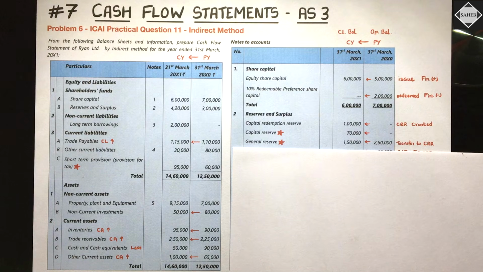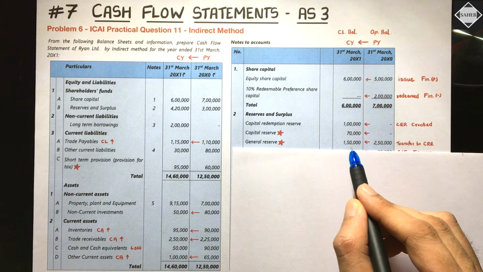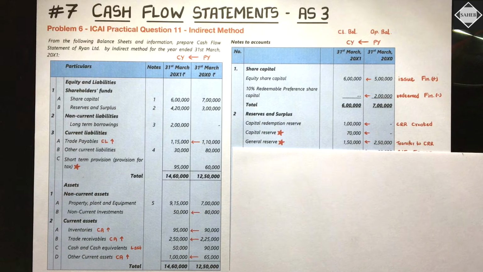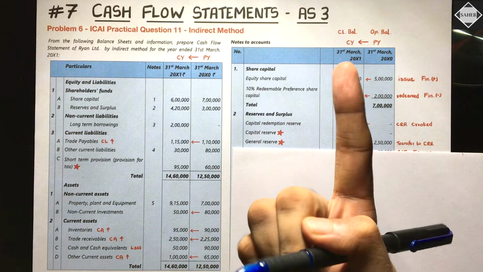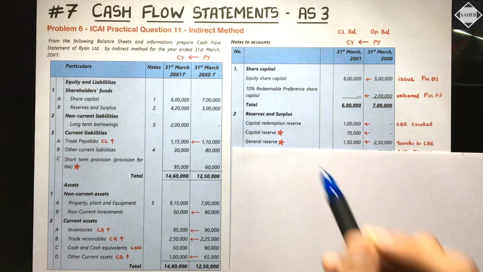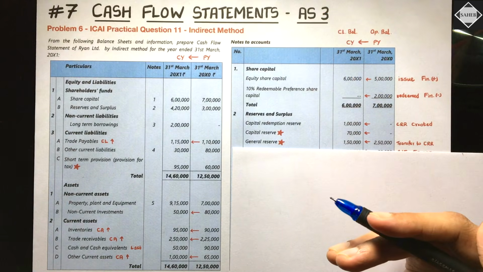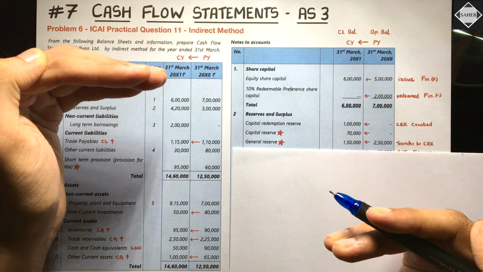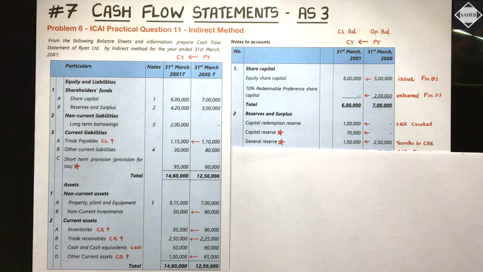See clearly now. General reserve from 2,50,000 opening balance has decreased to 1,50,000. By how much? From 250 to 150, it has decreased by 1 lakh. So you can make an assumption that CRR is created out of general reserve only. There is a decrease in general reserve of 1 lakh and CRR has increased by 1 lakh.